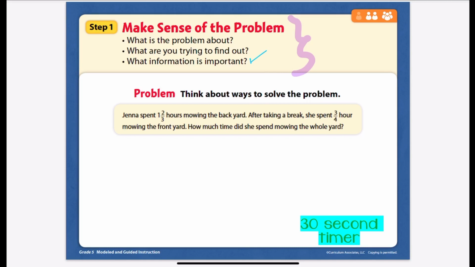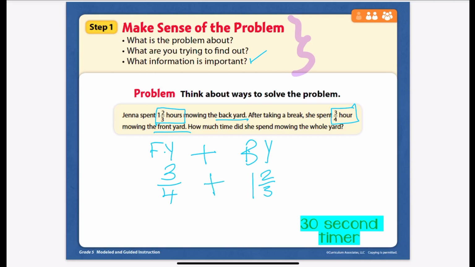What information is important? Well, the amount of time, right? We know we're going to need to add, obviously, how much time it took for the front yard and the backyard. It looks like for the backyard, she spent 1 2/3 hours. And after taking a break, it looks like she spent 3/4 of an hour mowing the front yard. So 3/4 of an hour mowing the front yard. How much time did she spend mowing the whole yard? So the front yard and the backyard together is the whole yard. So that's what we are looking for. So let's go ahead and move on.